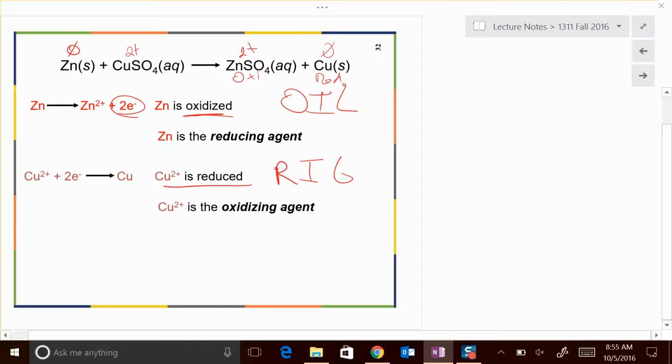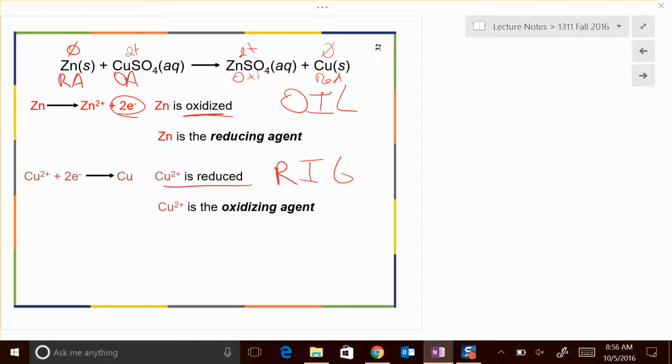Okay? Now, if you are reduced, then what caused you to become reduced? The other thing. Okay? So copper was reduced. What caused copper to become reduced? Zinc. So that means zinc is the reducing agent. Well, if zinc was oxidized, what caused zinc to lose electrons? What forced it to lose those electrons? Copper. So it's the oxidizing agent. Copper 2 plus was the oxidizing agent.